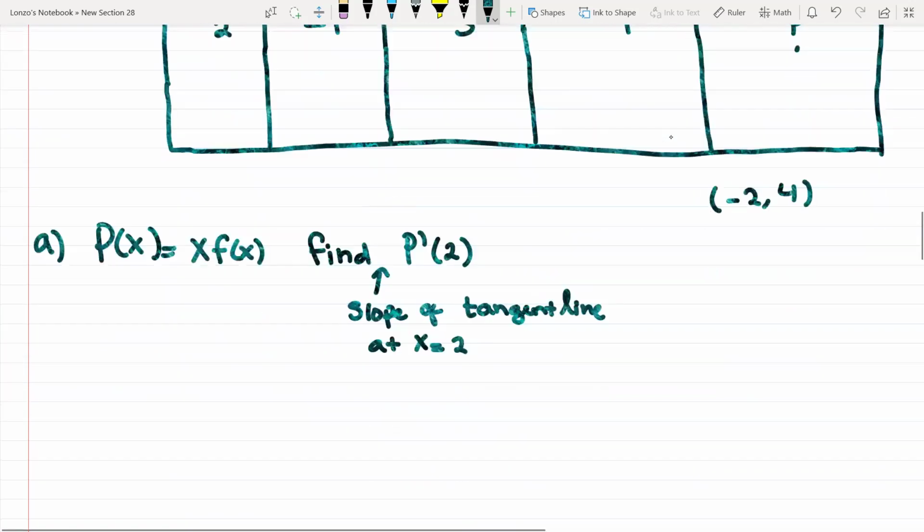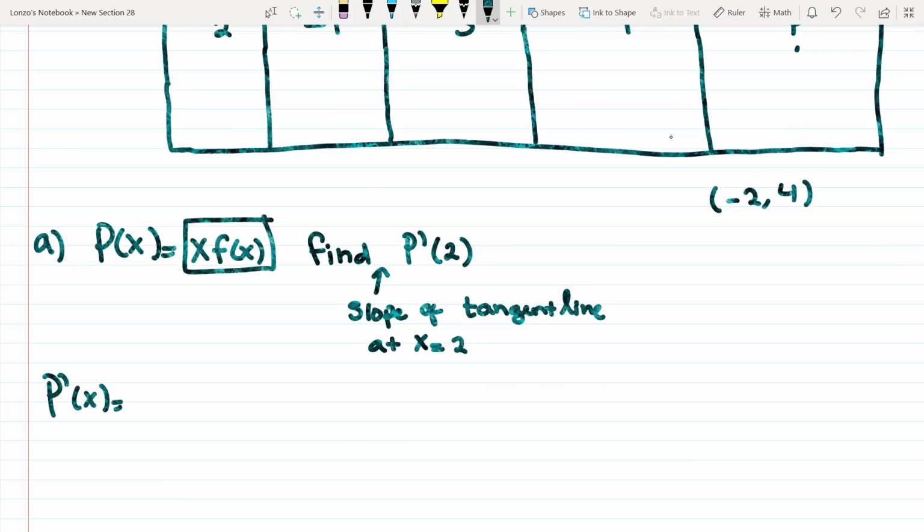So we have to find p prime of 2. First I have to find p prime of x. They only give you this, so how do you find p prime of x when you are given x times f of x? You're going to have to use the product rule. There are two things multiplying, so x could be our f, and f of x could be our g. According to the product rule, it's f prime of g plus g prime of f.